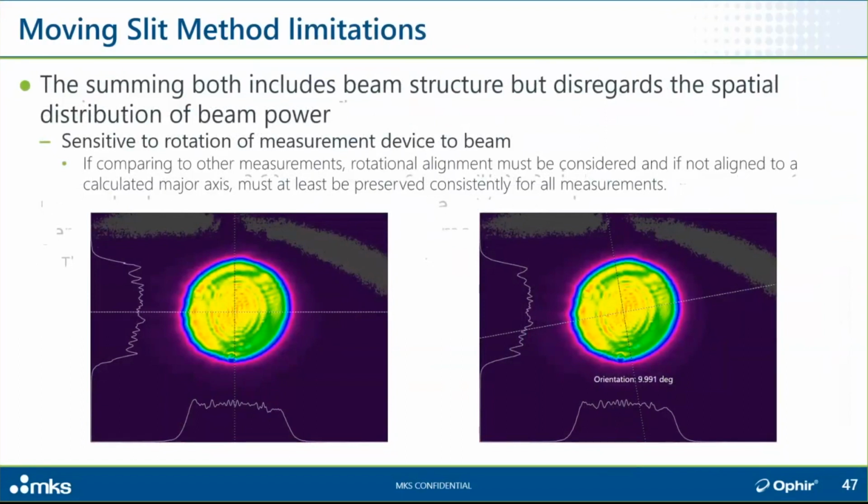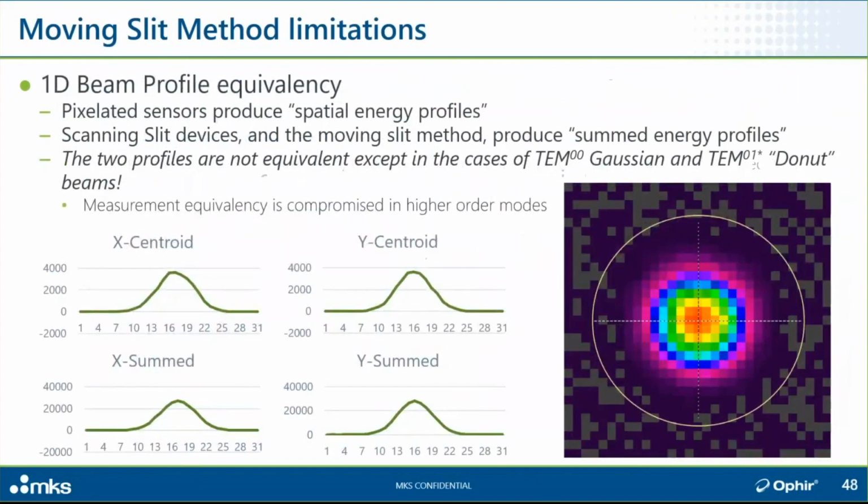We want to apply a rotational correction and align that device to the major axis of the laser to get consistent results. One of the big limitations of the moving slit method and scanning slit devices in general, they're not wrong, it's just there are complications with it. And the difference comes between the types of 1D profiles that are generated. A pixelated sensor, such as a CCD, produces what we would call a spatial energy profile. A scanning slit device, and also the moving slit method, produces a summed energy profile.